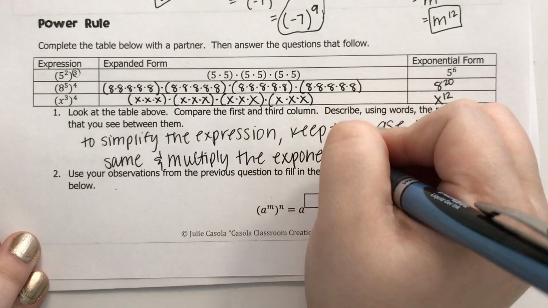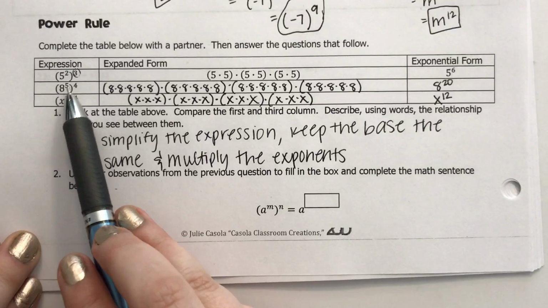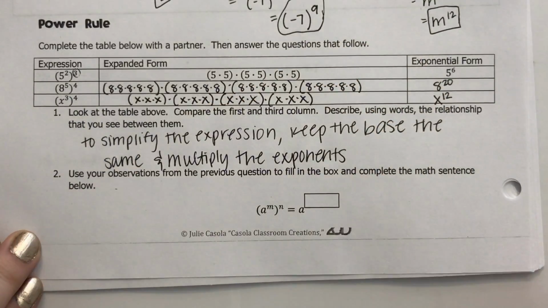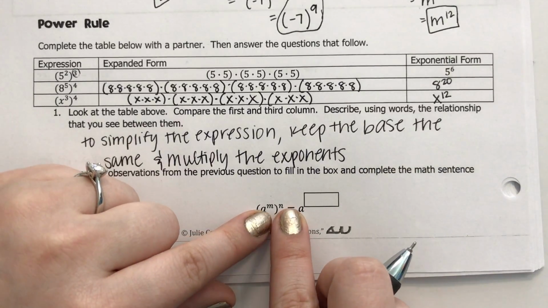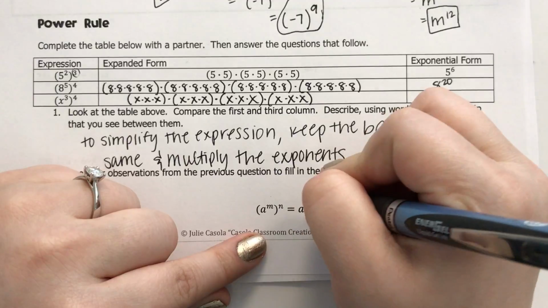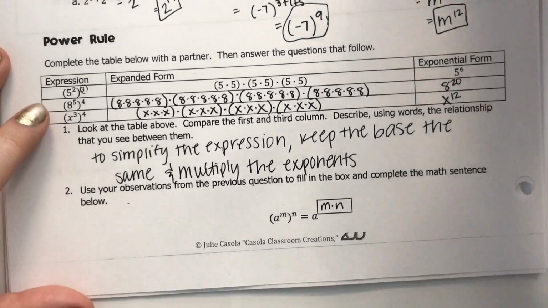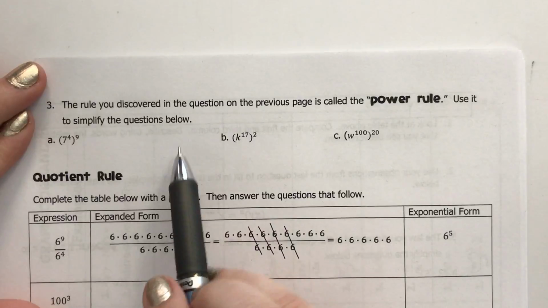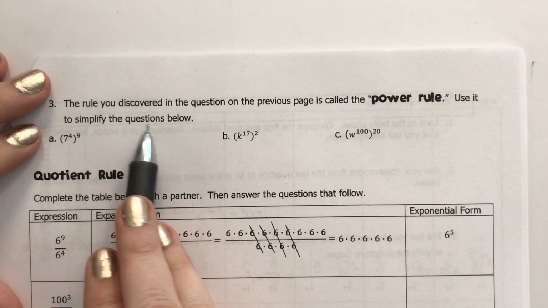Okay. So when you have a power to a power, or 2 exponents right next to each other, separated by parentheses, you multiply them. So like this one, a to the m to the nth power, I'm going to multiply m times n. I'm going to multiply those exponents. Okay, so let's continue this on the other side. The rule you discovered in the question on the previous page is called the power rule. Use it to simplify the questions below.